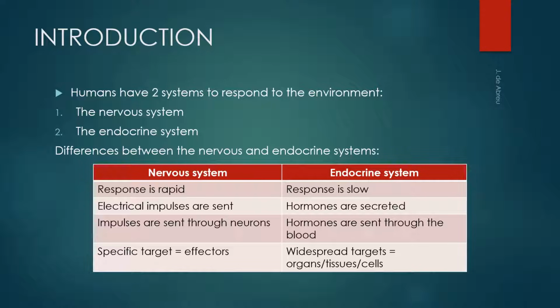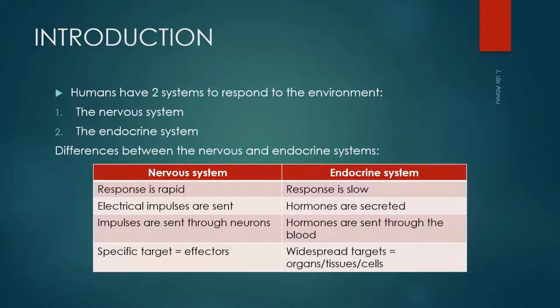Okay, so humans have 2 systems that respond to the environment. And these two systems are the nervous system and the endocrine system. Why these 2 systems respond to the environment is because they are basically messenger systems within your body. So the nervous system uses impulses to send messages from a sensory receptor to the brain and back to an effector, whereas the endocrine system uses hormones that are secreted in the blood and then go to specific target organs or glands that then also secrete things. It's more like a domino effect of secretions in the endocrine system.